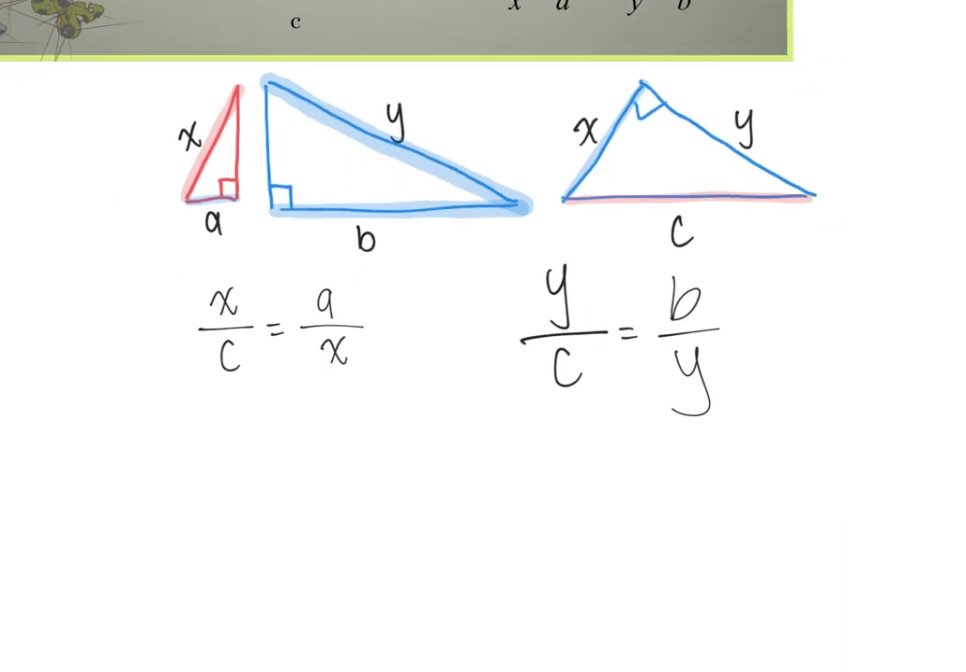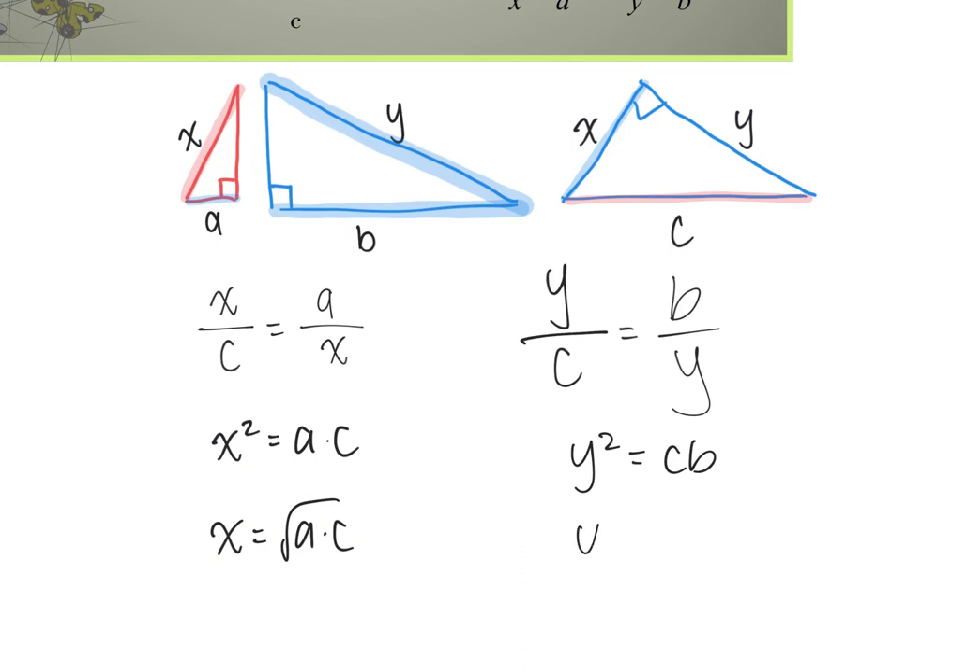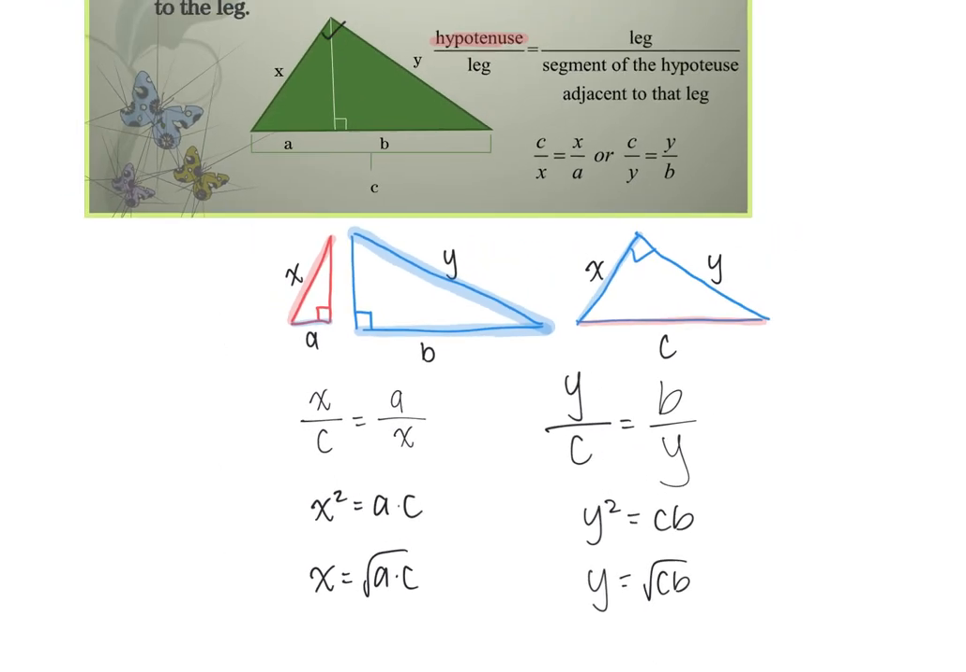Okay, so this one would be x squared equals a times c. In other words, x equals the square root of a times c. And in this one, it's going to be y squared equals c times b. In other words, y equals the square root of c times b. So it can be either or. Correct. Okay? All right, now watch.